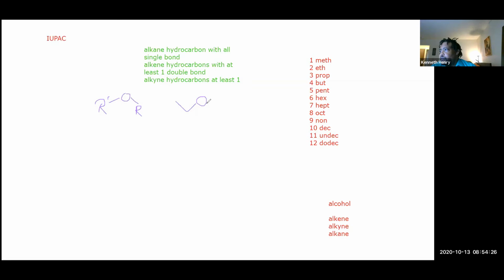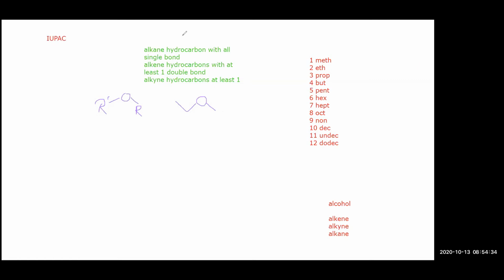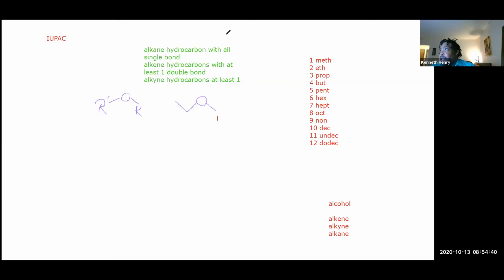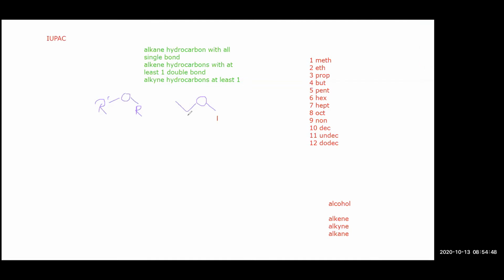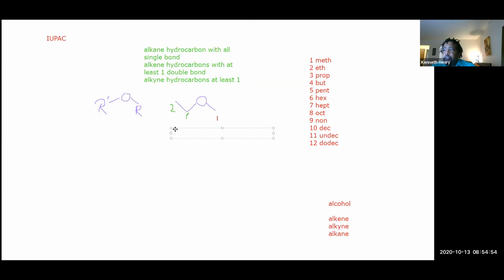Okay, how many carbons do I have over here on this side of the oxygen? 1. Okay. And then on the other side, how many carbons do I have on the other side of the oxygen? 2. Okay, so this guy would be called ethyl methyl ether.